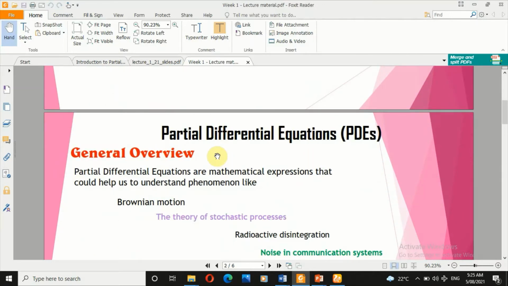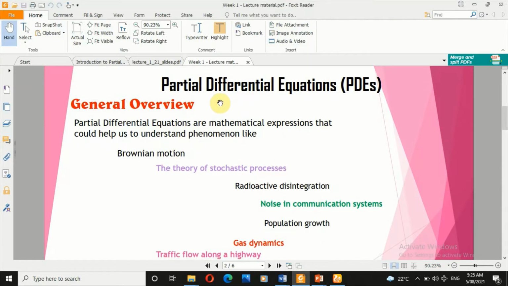So let's consider this definition. Let's consider this general overview. Any mathematical expression that we actually use to model phenomena is what we refer to as partial differential equations. This is more complex than ordinary differential equations. It's more complex in the sense that it contains some variables that we cannot find in ordinary differential equations.